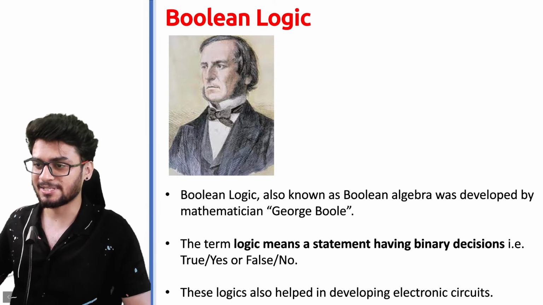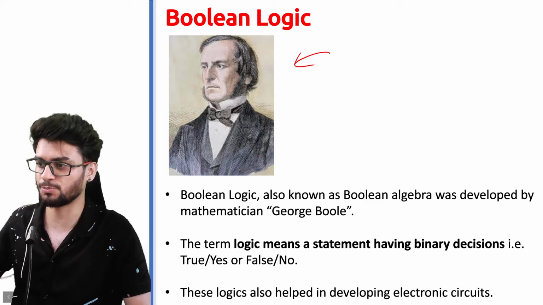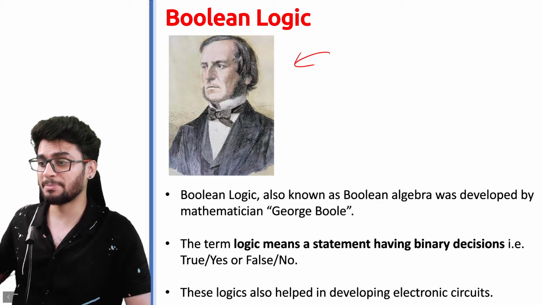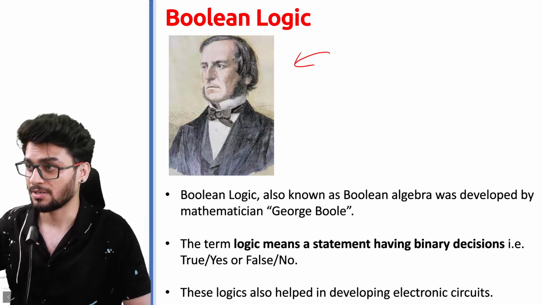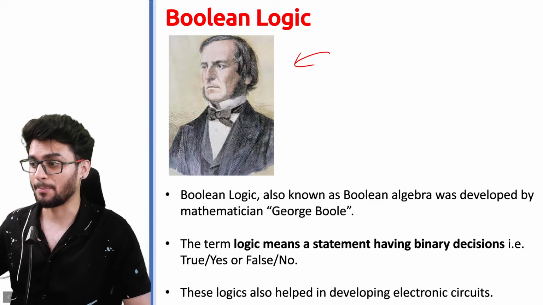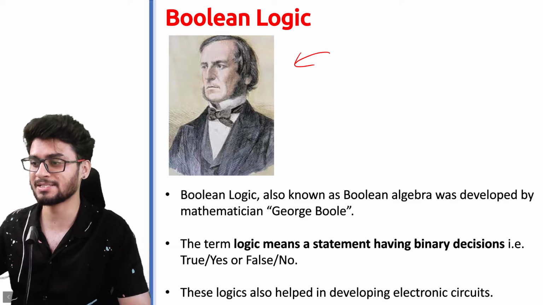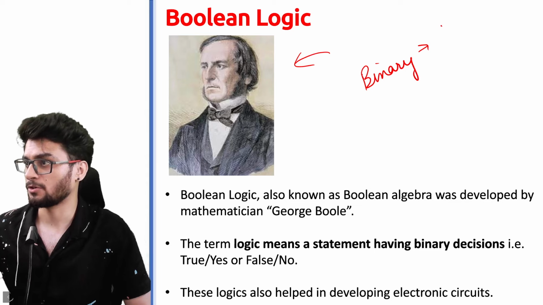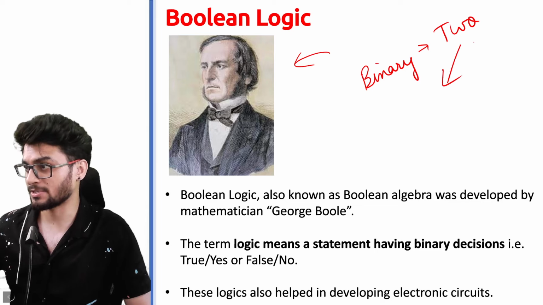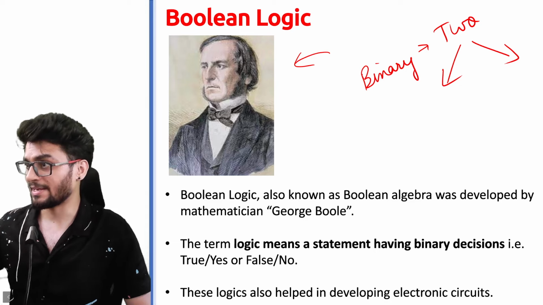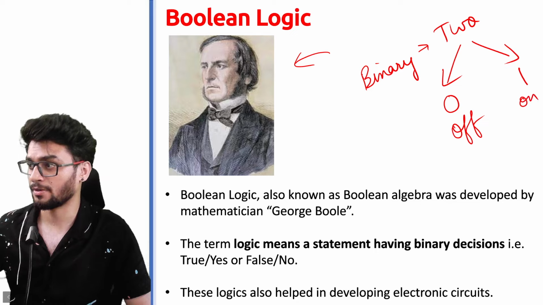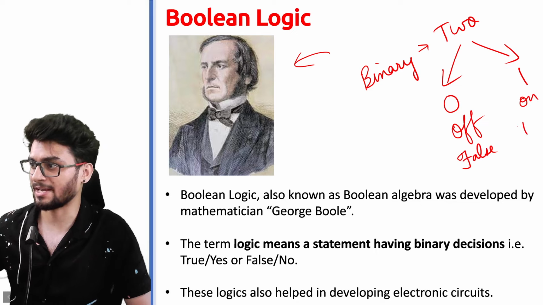Aur ye naam aise kyon pada, there was a mathematician called George Boole jinke naam pe ye algebra kiya gaya. Now the term logic means a statement having binary decisions. Now aap is chapter mein, is session mein binary bahut baar sunne wale ho, Boolean bahut baar sunne wale ho. So let's give them a few definitions. Now, binary ka jo meaning hota hai, it means two. Why two? Because any variable can have two values in Boolean logic, which is 0 or 1, right? Off or on, or maybe false and true.